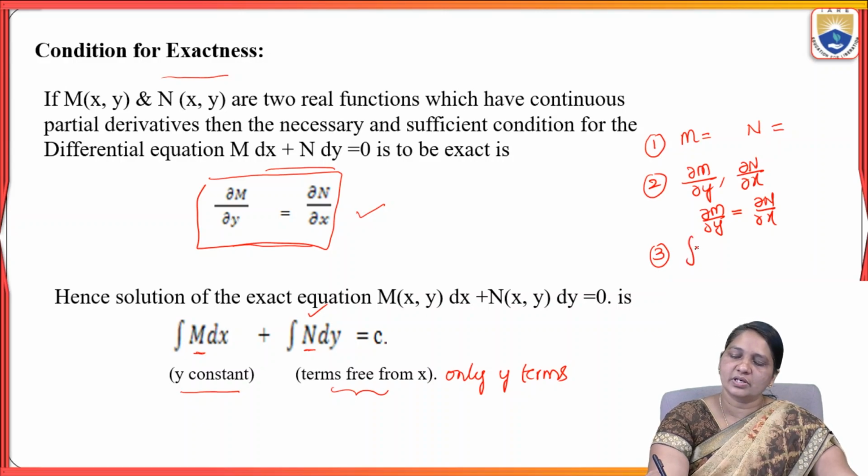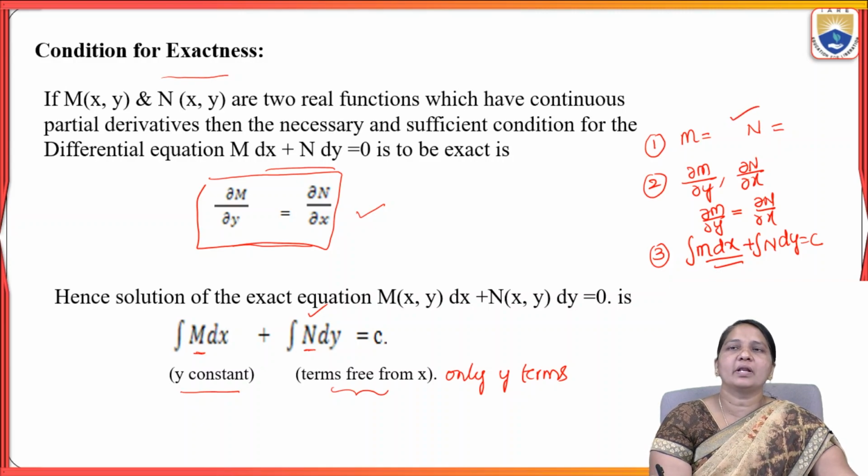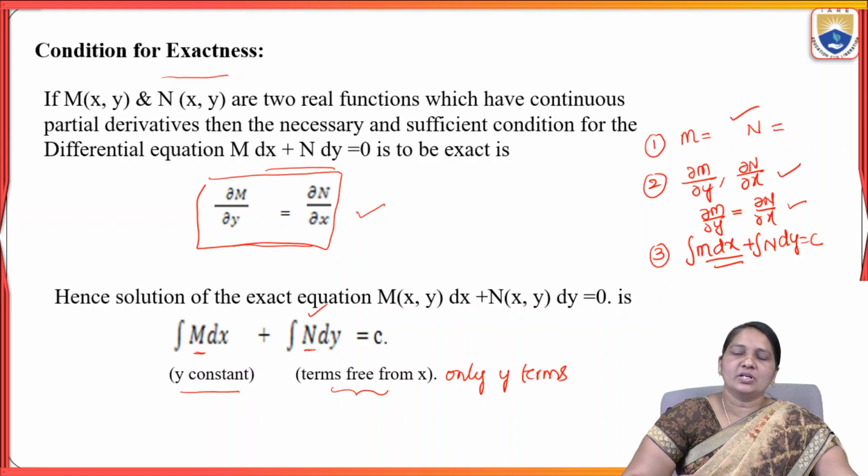What is the general solution? Integral M dx plus integral N dy equal to c. So first step, we identify the M and N values. After that, we calculate dou M by dou y and dou N by dou x, and check the exactness. After that, we write the general solution. This is the procedure we follow to solve the exact differential equation.